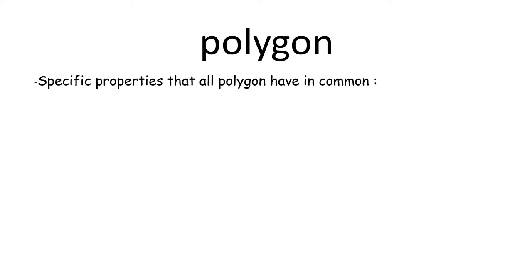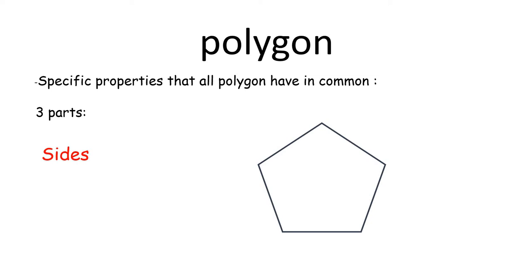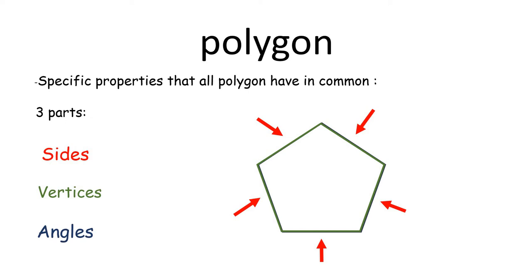The first thing we need to know is that each polygon has three parts: the sides, the vertices, and the angles. The sides are just the straight line segments that make up the polygon, the vertices are the points where the sides intersect, and the angles are formed at those intersections.